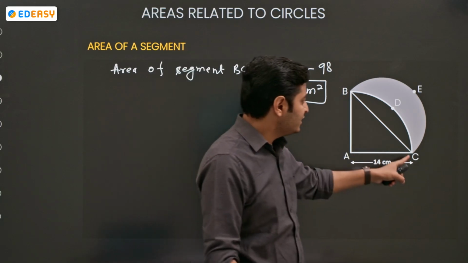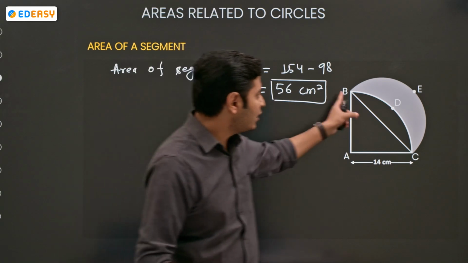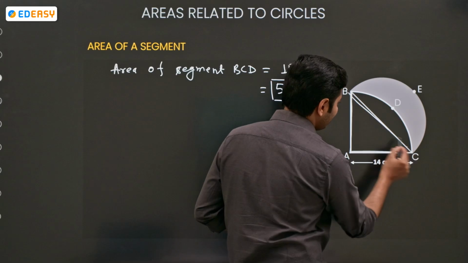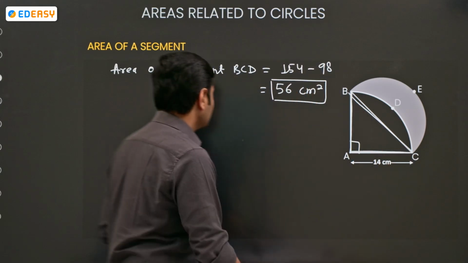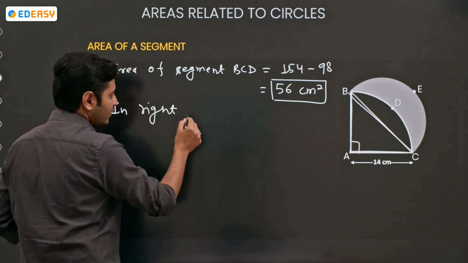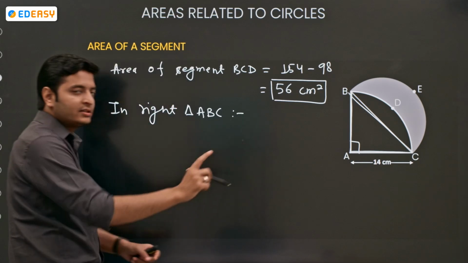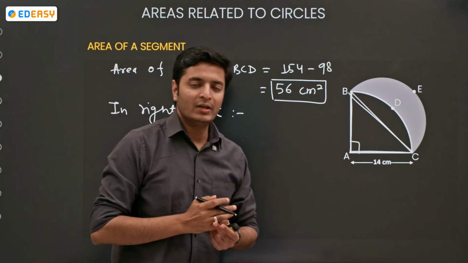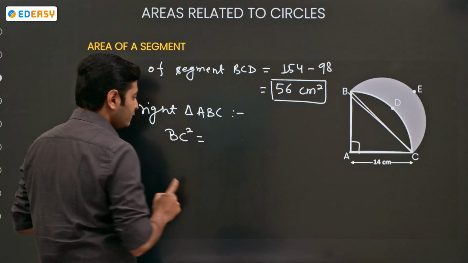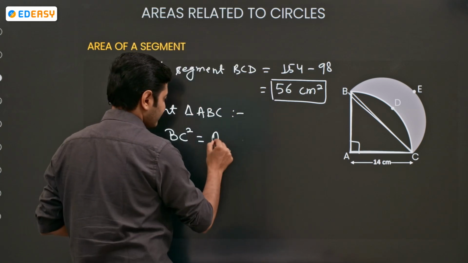One thing, BC is the diameter. So if somehow I can find the length of BC, I can easily find half of BC, and that will be the radius. BC is also the side of this right angle triangle, and that too the hypotenuse. So in right triangle ABC, we can apply the Pythagoras theorem. According to the Pythagoras theorem, the square of the hypotenuse, in this case BC square, will always be equal to the sum of the squares of the other two sides, AB square plus AC square, right?